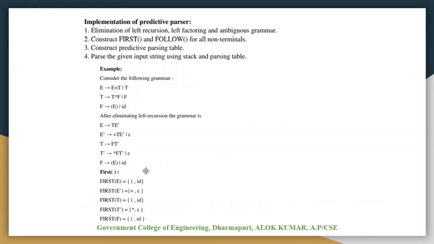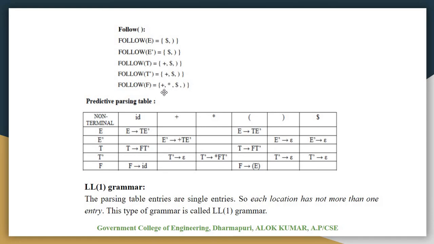Now if we want to find follow of F, follow of F will be first of T dash. First of T dash we have already found, asterisk and empty. So asterisk will come in follow of F. After that this one is empty, so follow of F will be follow of T also. So here we will keep asterisk and the remaining follow of T. In this manner we will find it. Now we have to construct the predictive parsing table.